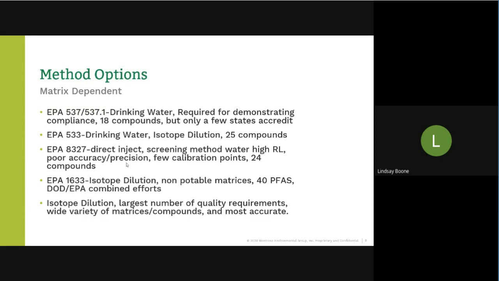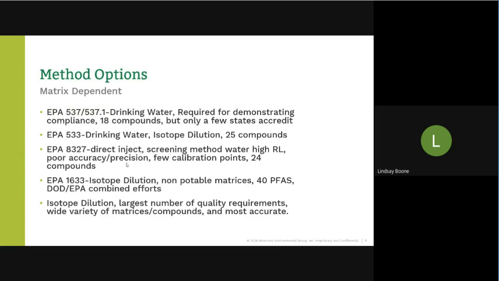You get 18 compounds with that. Only a few states accredit for it. Where we sit in North Carolina does not actually accredit for PFAS. We hold our primary accreditation through the state of Florida. However, because this method could only be used for drinking water, it was not appropriate for the wastewater study.